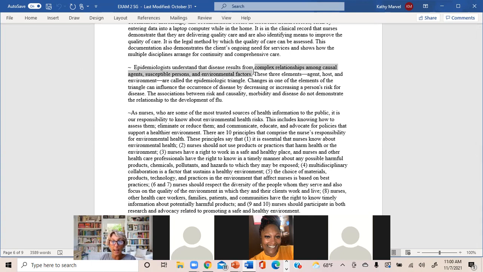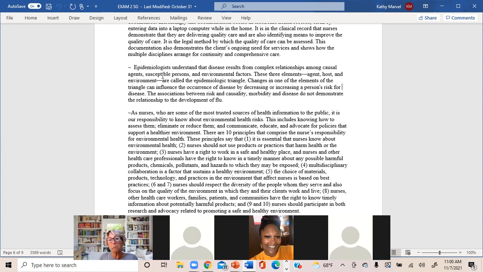Remember, that's the web of causality, right? So the web is simply a web, that there are so many factors that could affect the agent, host, and environment. It's a complex web, and that's what the web of causality is. Right? It's whatever the complex relationships between the agent, host, and environment. And there's gazillions, depending on what the agent is, depending on, you know, who the host is. Is the host compromised? Is the host healthy? Is the host young, old, more at risk?